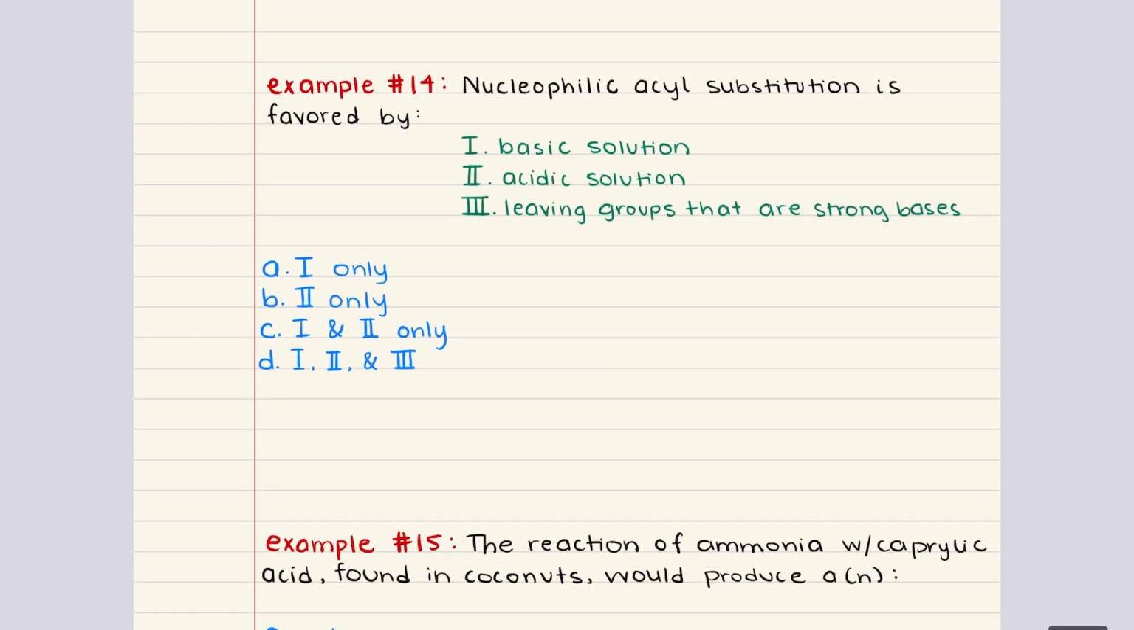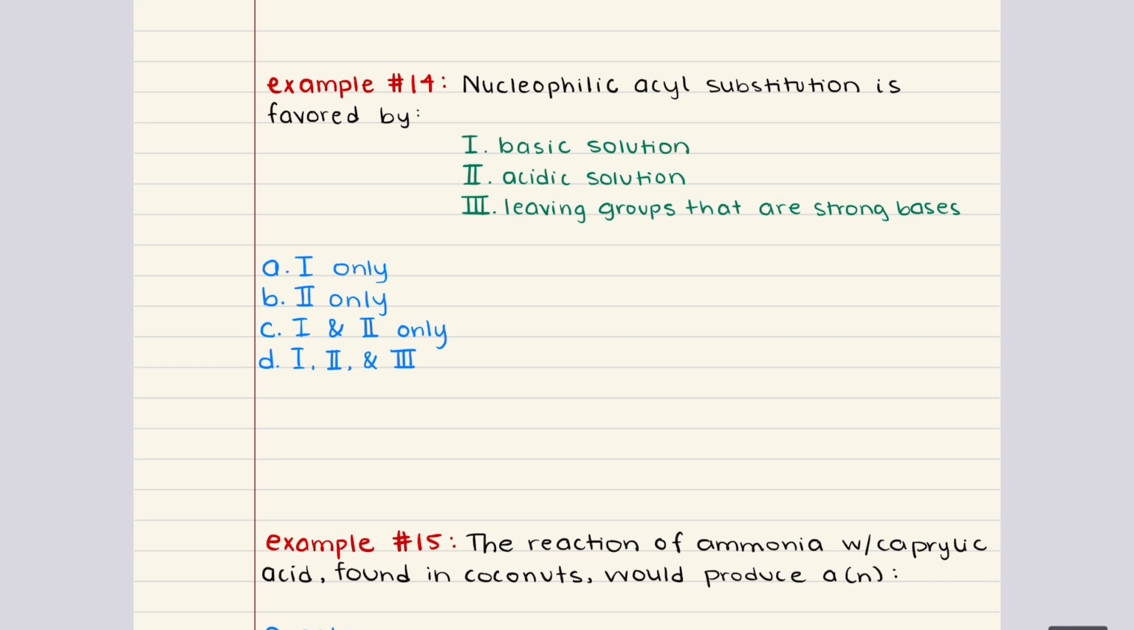Problem 14 says nucleophilic acyl substitution is favored by blank. Statement 1 says basic solution. A basic solution favors nucleophilic acyl substitution because strong nucleophiles like hydroxide ions are more available under basic conditions. These nucleophiles can attack the carbonyl carbon efficiently and promote substitution. So statement 1 is correct.